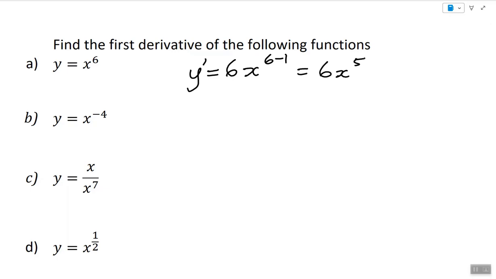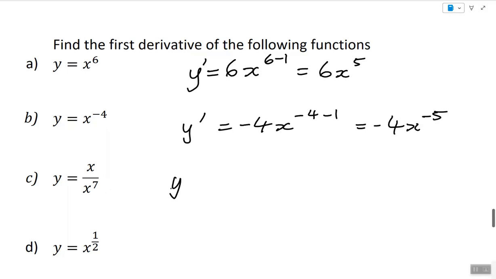So then if we have a negative indice, y dash, the derivative, is equal to, what are we doing with the power? Take 1 away and bring the power down as the coefficient. Okay, what about c? Any thoughts? How do we find the derivative of c?